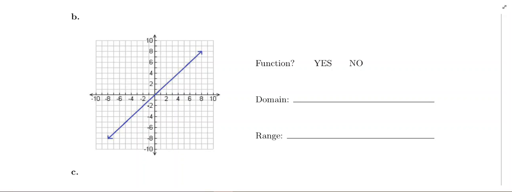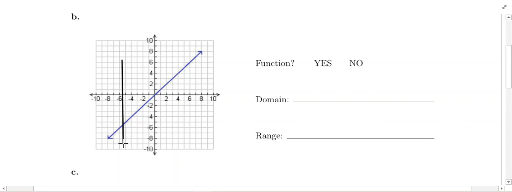In example 3b, our graph is a line. So the first thing we're going to do is determine whether or not this graph represents a function. So we're going to apply the vertical line test. So let's just go ahead and draw some vertical lines here.